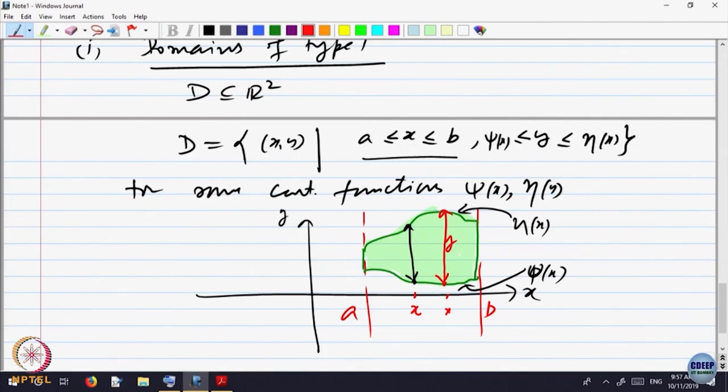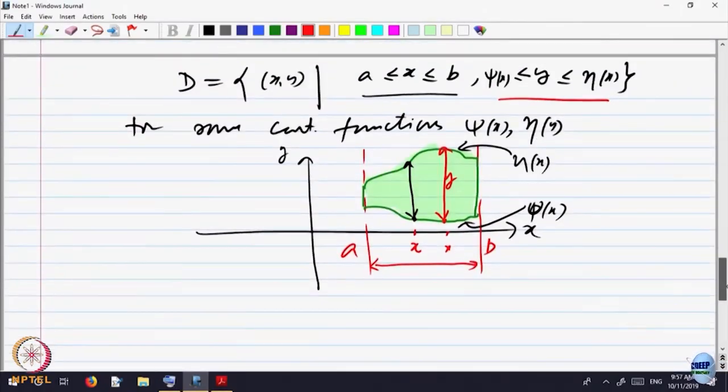What are points in the domain? X should lie between A and B, and for every x, the y lies between some function psi of x and some function eta of x. So, such domains are called domains of type 1. So, let me give some more special examples, particular cases of this.